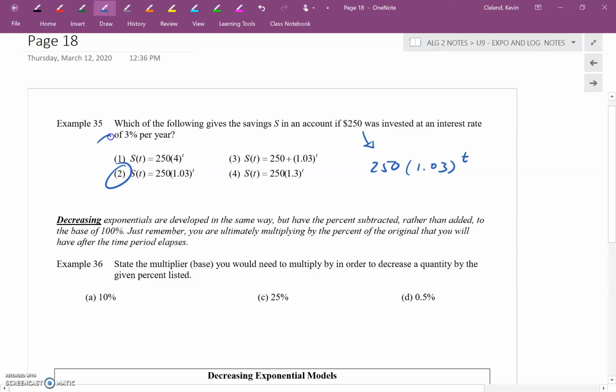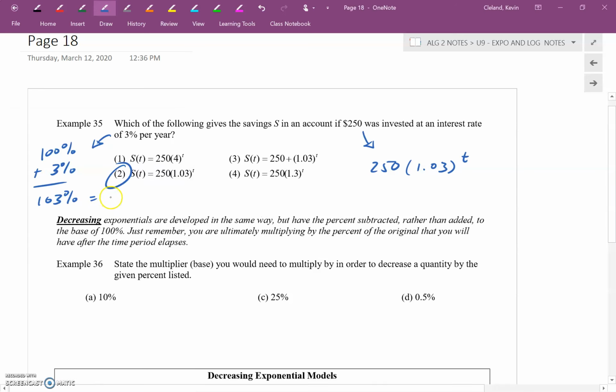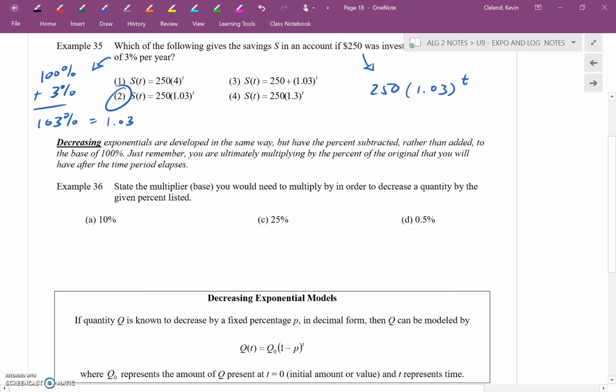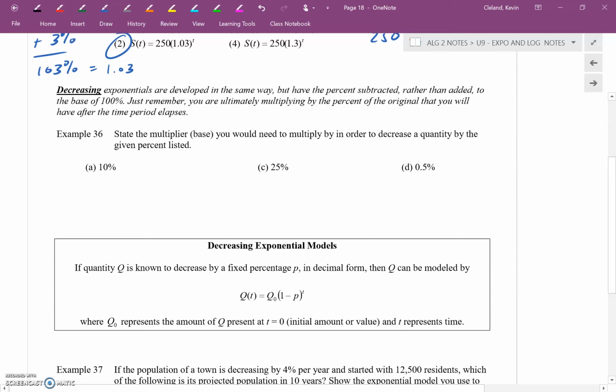Okay, again, it's literally just 100% plus 3% is 103%, but then convert it to decimal form. Okay, now we're decreasing. Instead of starting with 100 and adding, we're starting with 100 and subtracting. So 100% minus 10% is 90%. But again, these equations have to go in decimal form.